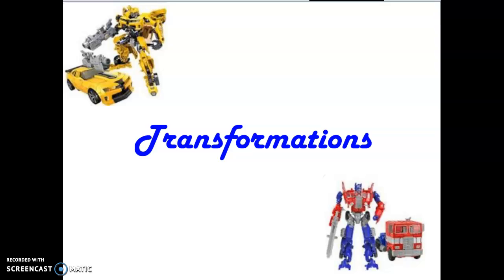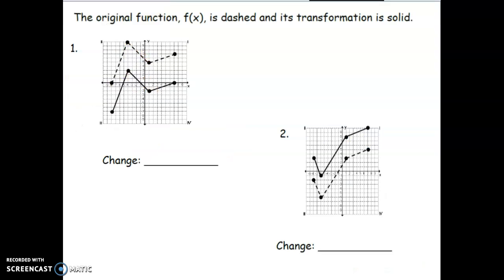In this video, we are going to look at transformations of graphs. Just like transformers take something that is in one shape and change it into a different shape, our transformations are going to change the form of the graph. Okay, let's look at these two transformations first. In both of these cases, the original function is the dashed one, and the transformation, the one that has been changed, is the solid one.